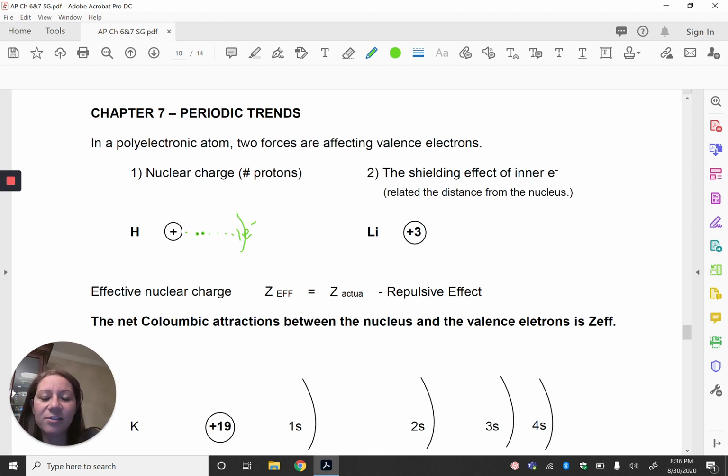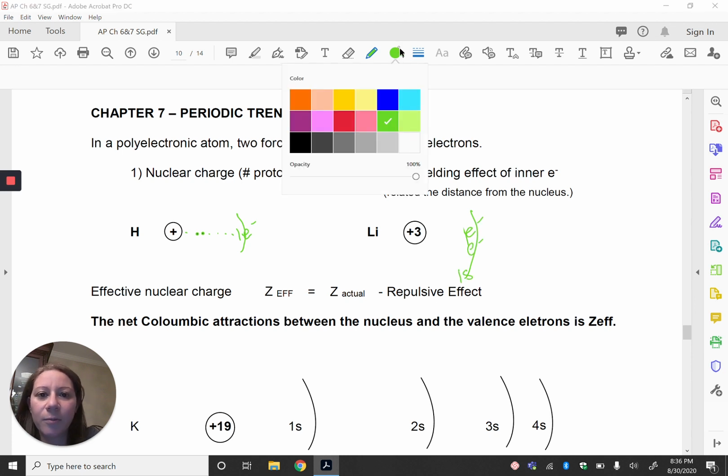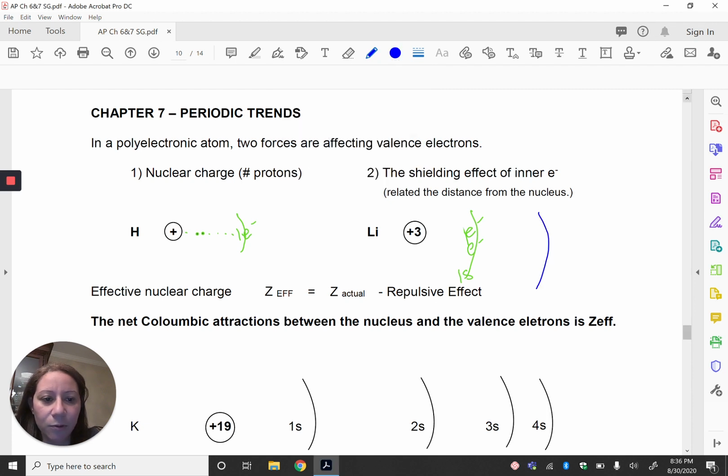Now, let's say you have something like lithium that is polyelectronic. That means it has more than one electron. You have two forces now. Here's your 1s, and you have two electrons here. And then I'm going to do it in a different color. Let's make it blue. Here's your 2s, and there's an electron there. So if you look at this valence electron and what forces are acting on it, there are two forces.